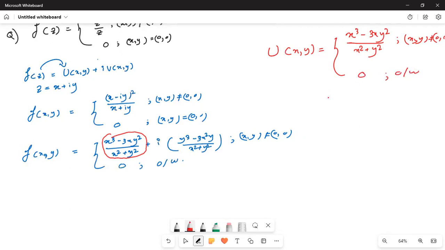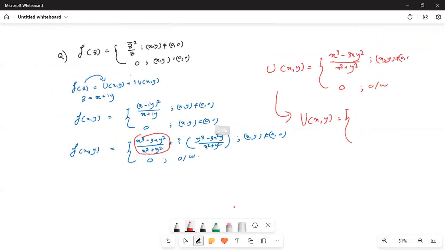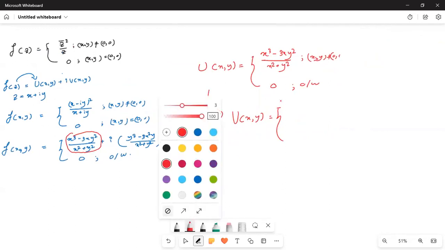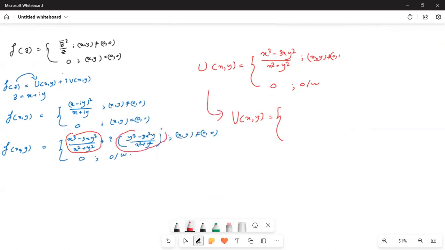Okay, now likewise, we can write our second real variable function, which means the terms involving y, which is this one. Here we get (y cubed minus 3x squared y) over (x squared plus y squared), where again (x, y) is not equal to (0, 0). Otherwise, it's 0.